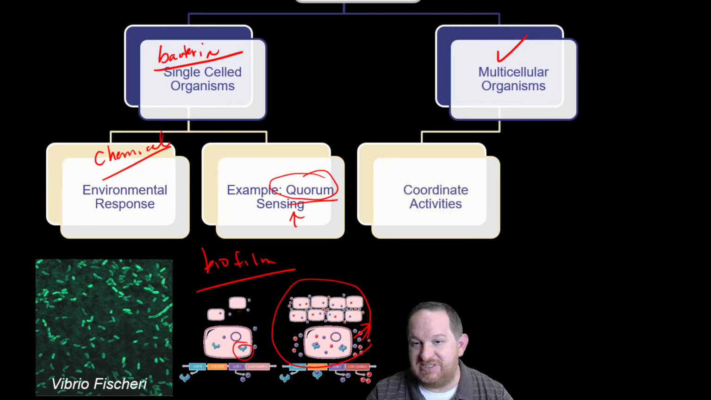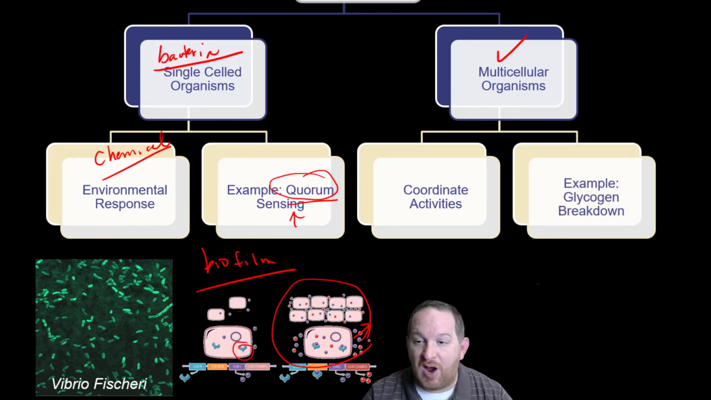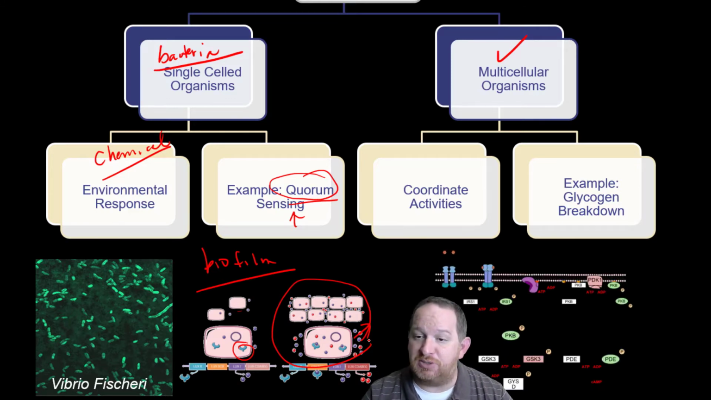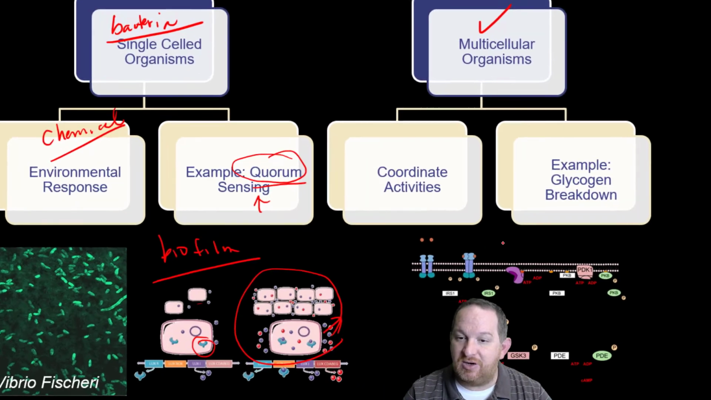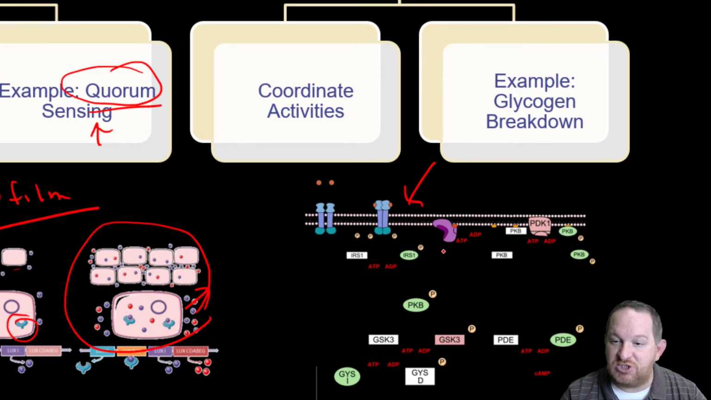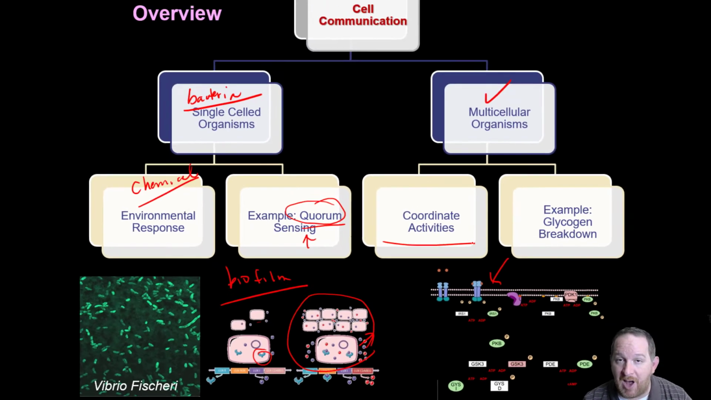So what about multicellular organisms? We've got lots of different cells doing lots of different things, so our cells need to work together to coordinate activities. A prime example is if I don't have enough, let's say, glucose in my blood, and I need to break down some glycogen. Now, as you can see here, this is a very complicated procedure, lots of chemicals, lots of feedback mechanisms, but the idea is your cells need to communicate with each other to coordinate what's going on in the body.